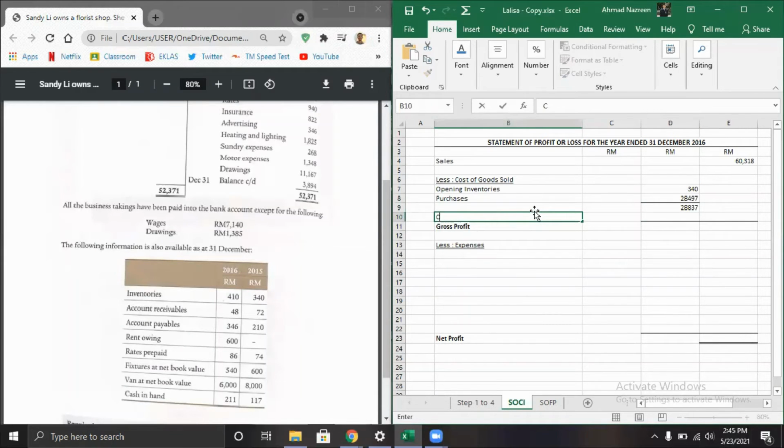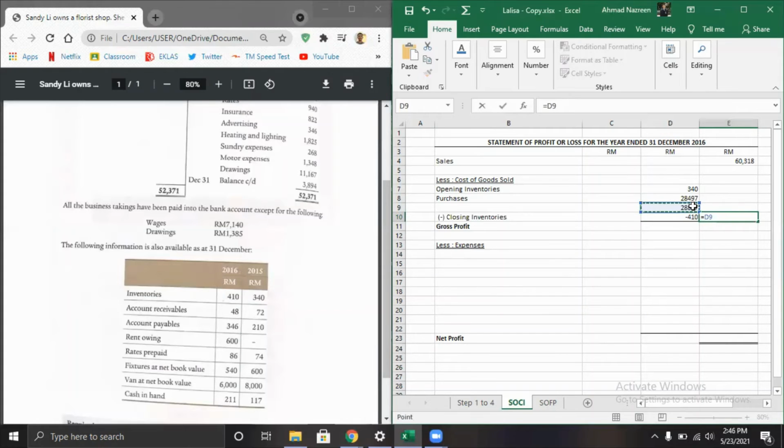So for the closing inventory, the closing inventory provided in the question is 410. The closing inventory we shall minus it. After that, we shall find the gross profit. To find the gross profit, it is the sales minus the COGS. So from the COGS, we can get it. The total is 28,427 ringgit.